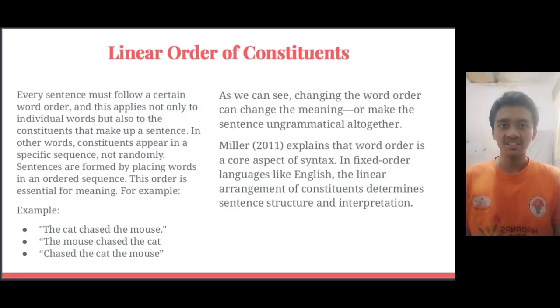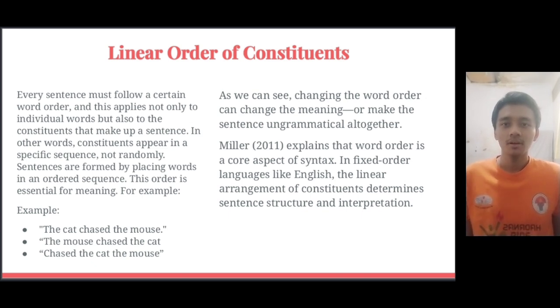Linear order of constituents. Every sentence must follow a certain word order, and this applies not only to the individual words, but also to the constituents that make up a sentence. In other words, constituents appear in a specific sequence, not randomly. Sentences are formed by placing words in an ordered sequence. This order is essential for meaning.